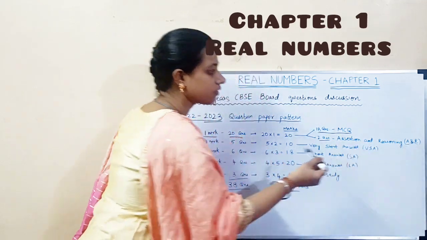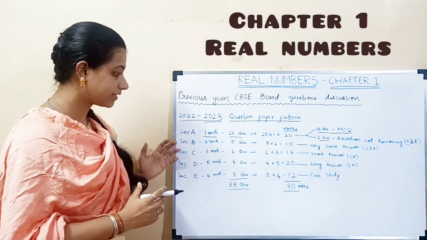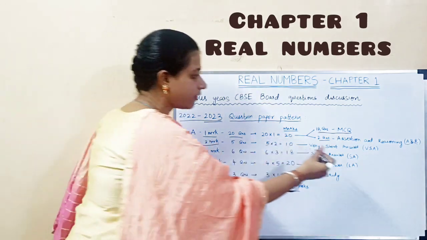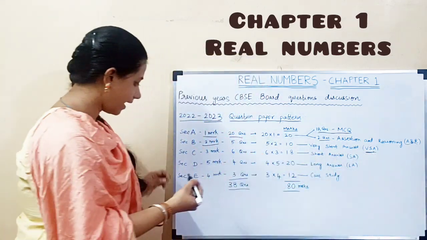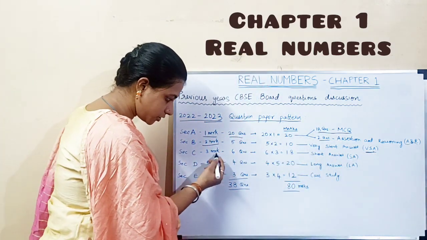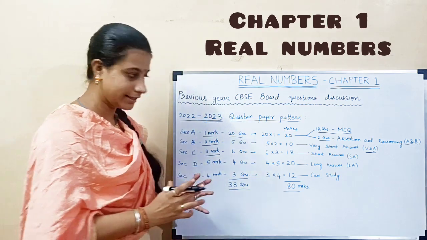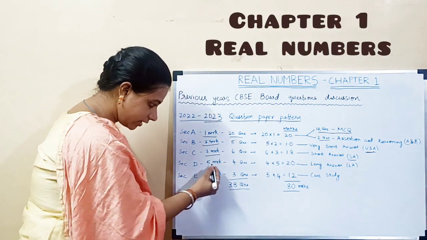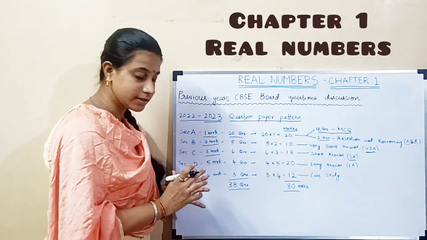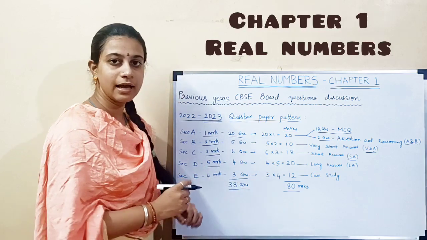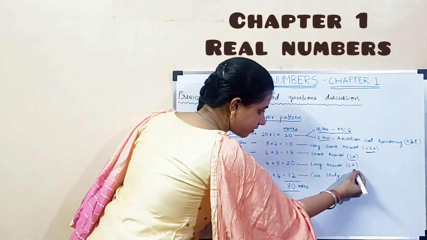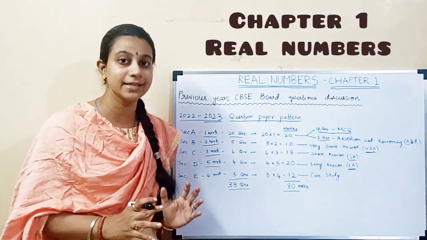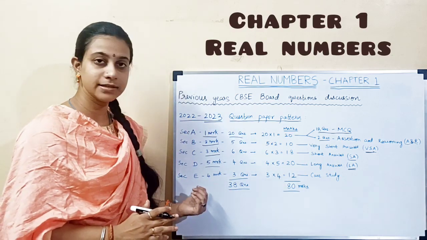Section B consists of 5 questions, each of 2 marks, and it is very short answer type. Section C consists of 6 questions, each of 3 marks, and it is short answer type. Then comes section D, which consists of 4 questions, each of 5 marks, and it is long answer type. The last section, section E, consists of 3 questions, each of 4 marks, which are case study type questions.